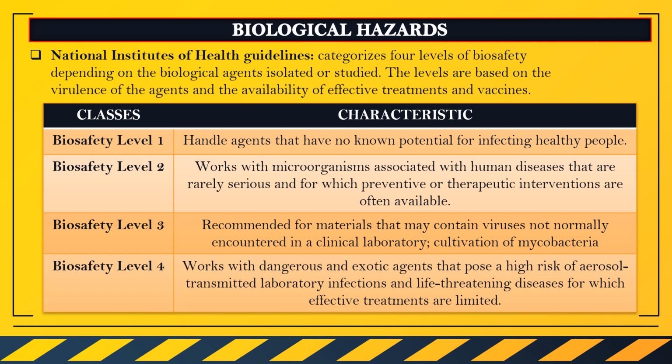The levels are based on the virulence of the agents and the availability of effective treatments and vaccines. For biosafety level 1, they handle agents that have no known potential for infecting healthy people. Biosafety level 2 works with microorganisms that are associated with human diseases that are rarely serious, and for which preventive or therapeutic interventions are often available. Biosafety level 3 is recommended for materials that may contain viruses not normally encountered in a clinical laboratory setting. It also includes cultivation of mycobacteria.